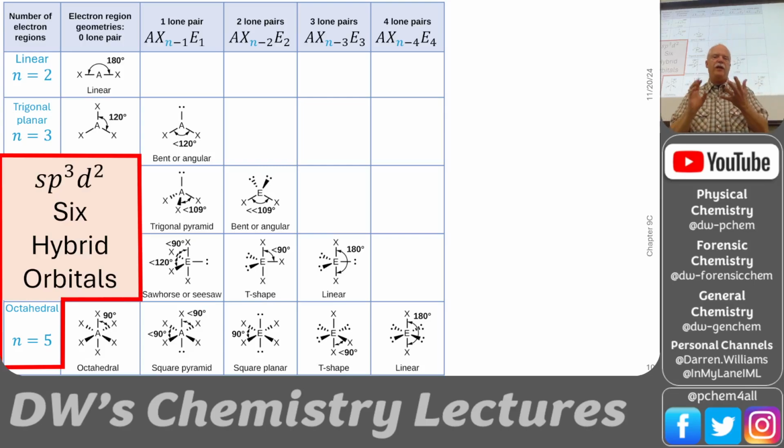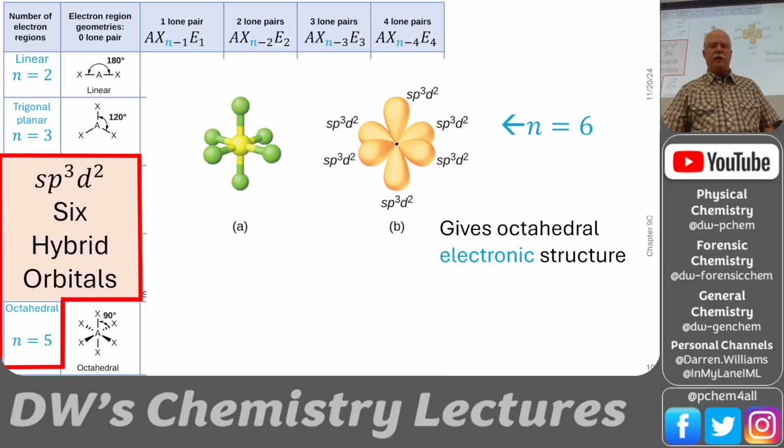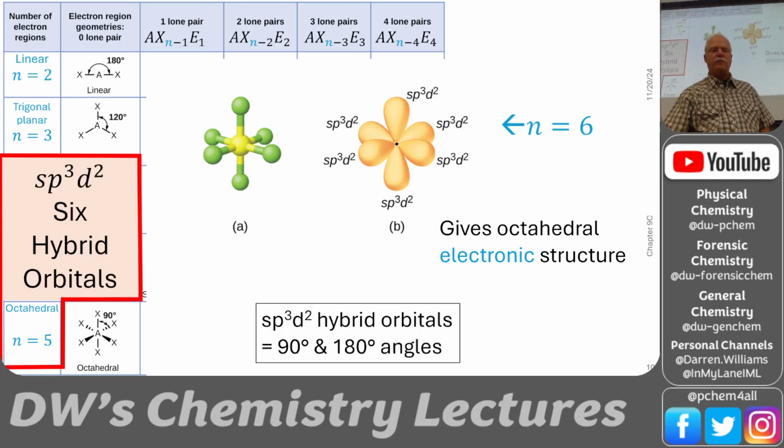We need to bring in 2 d orbitals for this one, and so we have an s, 3 p's, and then 2 d's. So there's our 6 atomic orbitals that are going to be mixing in to make the hybrids. And so this is an octahedral electronic structure. And again, each of these hybrid orbitals can contain 2 electrons, and so that's how they bond at all of these different angles.